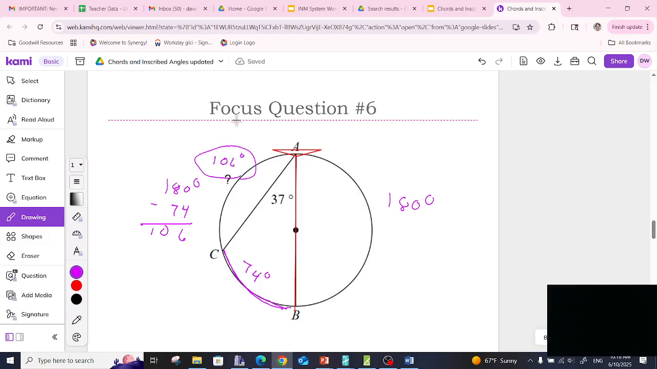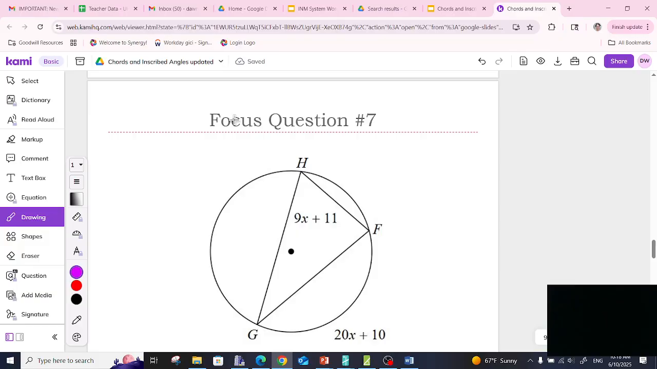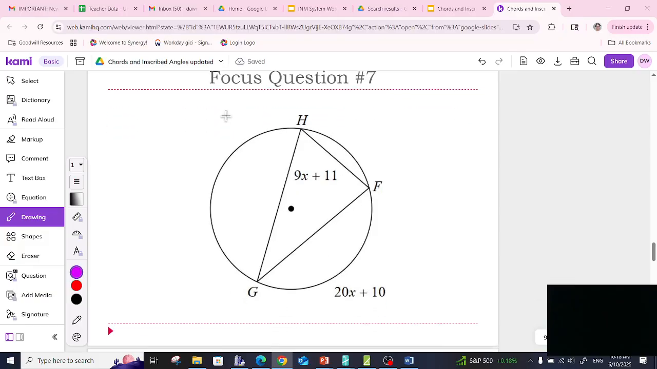It's still 37 is the central. And now we get, oh, lovely stuff.